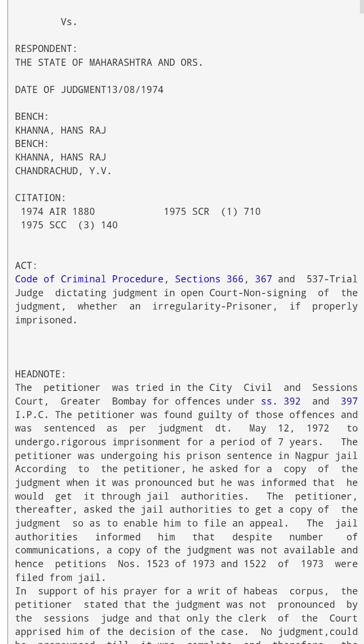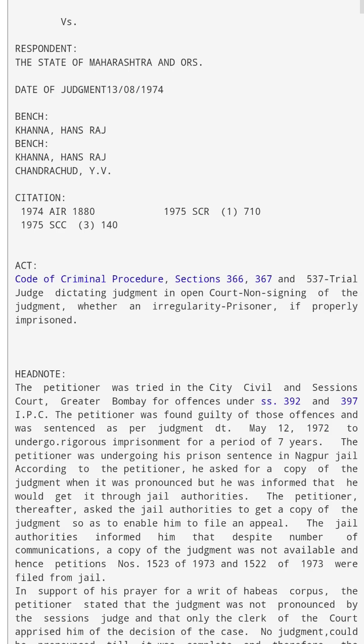6. What did he do next? After waiting for a long time, he decided to file 2 petitions, formal requests to the court from jail. These petitions were numbered 1523 of 1973 and 1522 of 1973. The petitions asked the court to help him get the judgment copy so he could file his appeal.